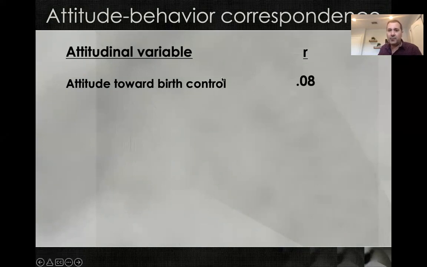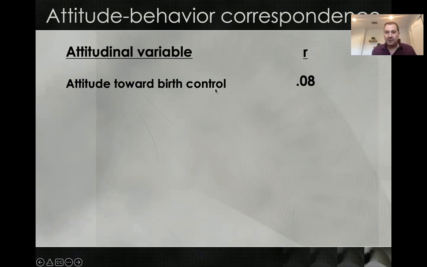So what they showed here, for instance, is that if you ask women, what is your attitude towards birth control? And you correlate that with whether these women use birth control pills over the next 2 years, you find very little relationship between those two. In other words, attitudes are not predicting behaviors in this case because this number is really close to 0.